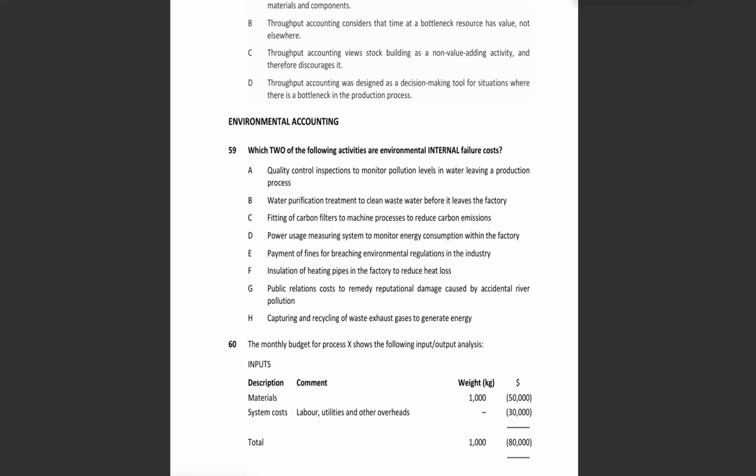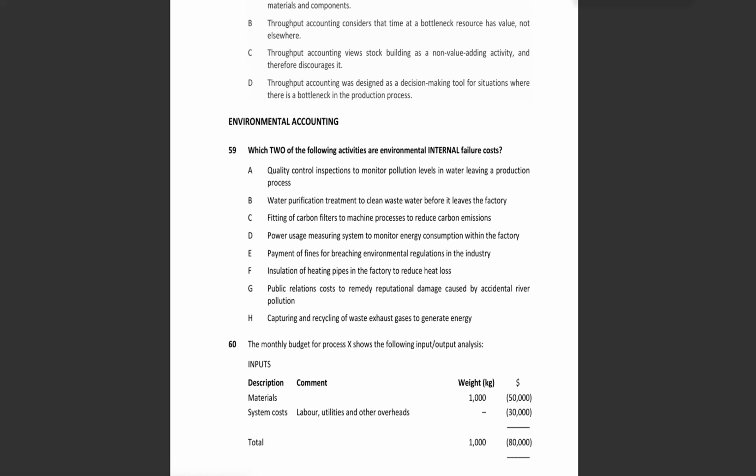Now D, power uses measuring system to monitor energy consumption within the factory. So we are monitoring the things to comply with the rules and regulations. So again it is the environmental detection cost.